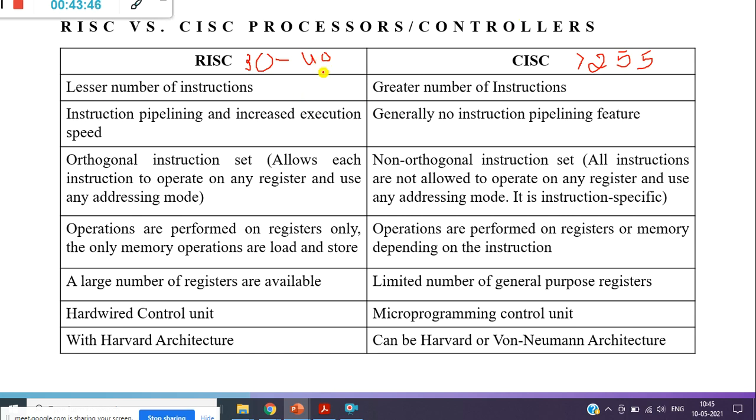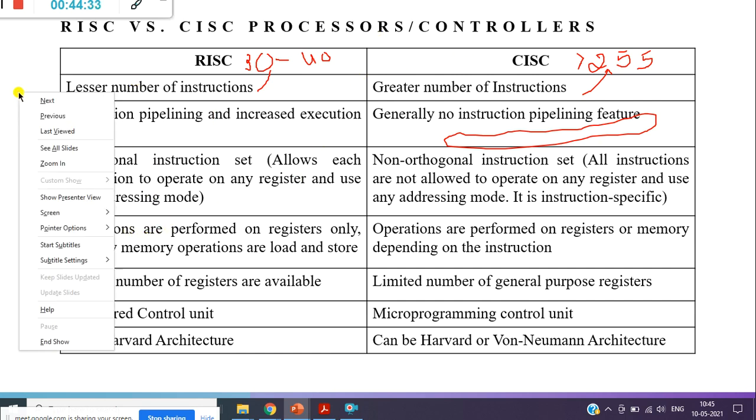In case of RISC architecture, if it only has 30 to 40 instructions, you can very comfortably make a great programming style. So very few instructions, approximately 30 to 40, versus a greater number of instructions, almost 255. Of course, CISC architecture doesn't have this feature called pipelining. What do you mean by pipelining? Whereas RISC architecture provides me a pipelining architecture which increases the speed of execution.